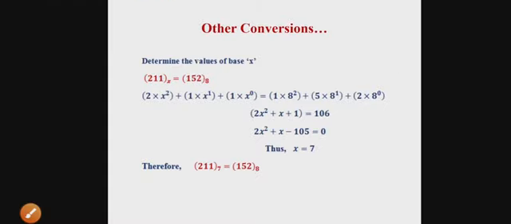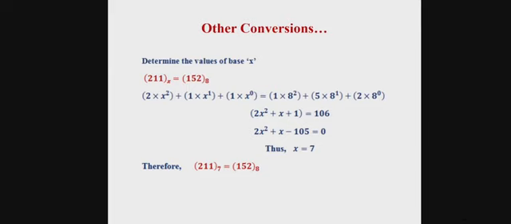Other conversions are like determining the value of base x. Here is the question. 211 is a number having base x. We need to find the value of base x, and that should be equivalent to 152 in base 8. The procedure is quite easy, as we have already understood how the base value plays a very big role. Here the base value is x, and it will directly be multiplied with its corresponding digit. 1 is the LSB and 2 is the MSB side. So the MSB side will be multiplied with x to the power 2, then 1 into x to the power 1, then 1 into x to the power 0.